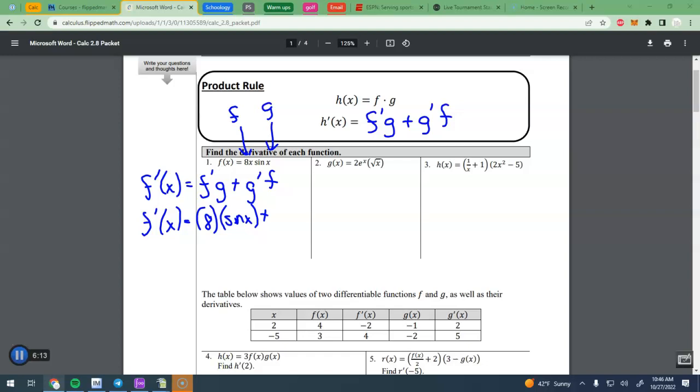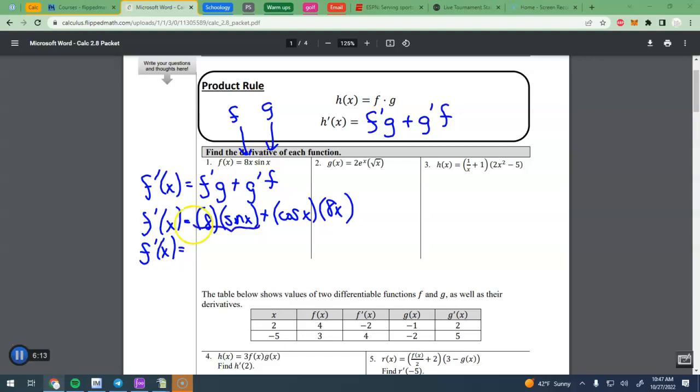G prime, what's the derivative of sine of x? Cosine of x, good. And then G prime, no, sorry, F. This is like the opposite of what it is in my brain, so it might take me a couple days to get it. But, and then F is 8x. And then there are going to be some situations where you can factor out. There's going to be times that make you factor out, but for right now, that's not on my list of concerns. But just so you can check your answers sometimes.